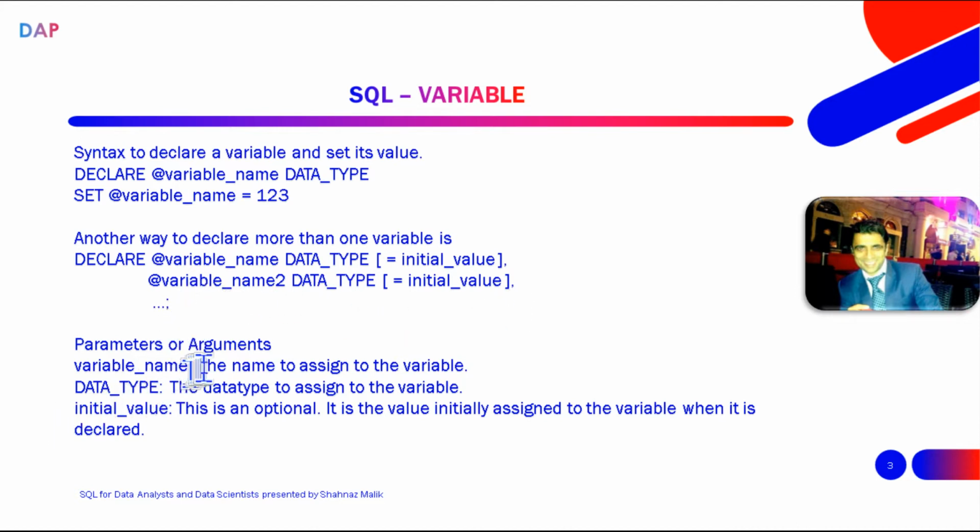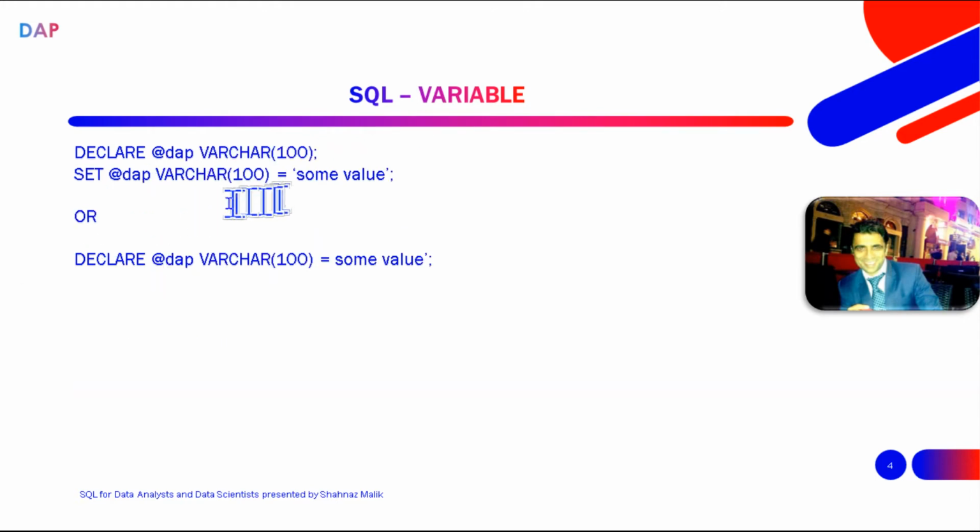And the parameters or arguments we have discussed here: the variable name, what is a variable name? The name to assign to the variable. Now the data type, the data type to assign to the variable. And the initial value, as I said, is optional, and you can specify it or you don't need to. It is the value initially assigned to the variable when it is declared. Okay, hope this makes sense. It's very simple, to the point. And now I'm giving you an example.